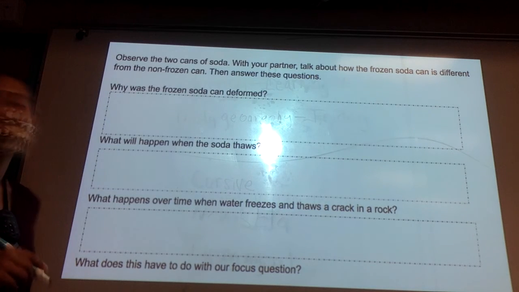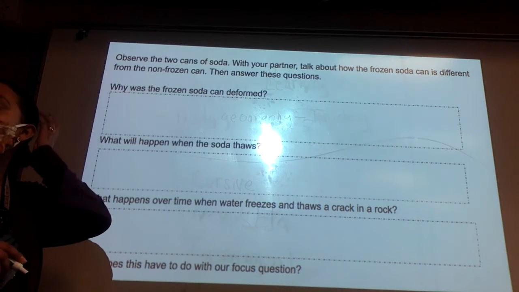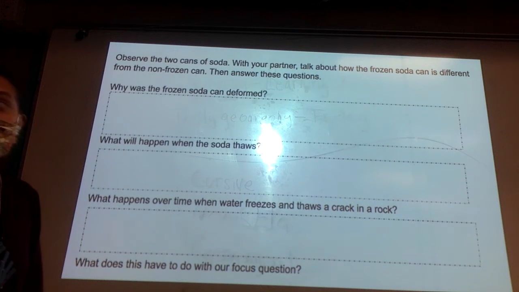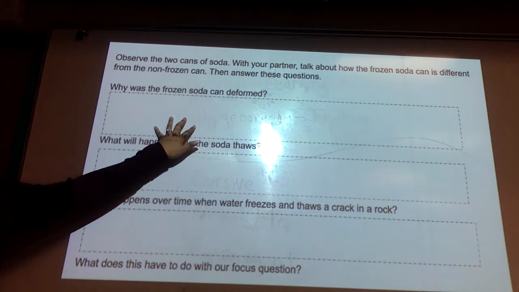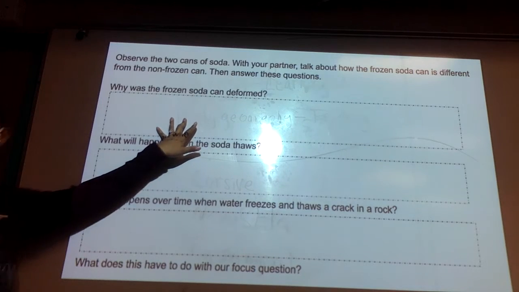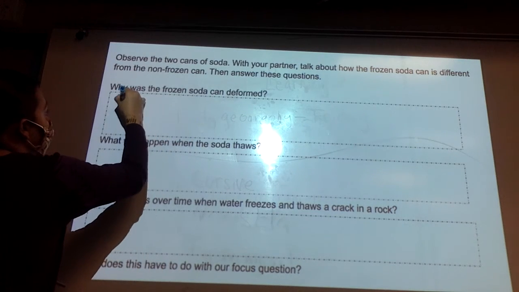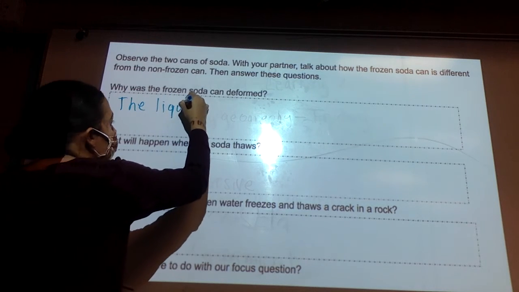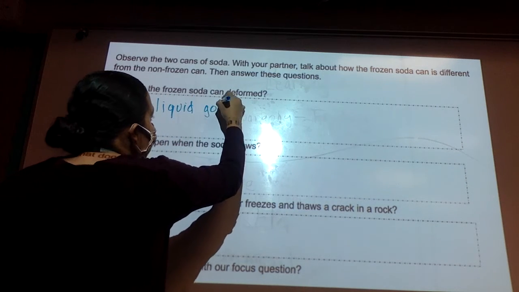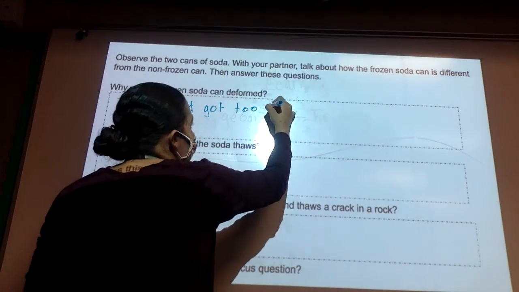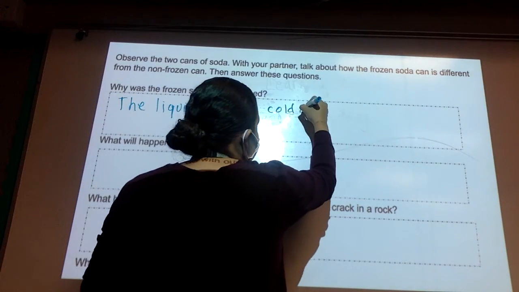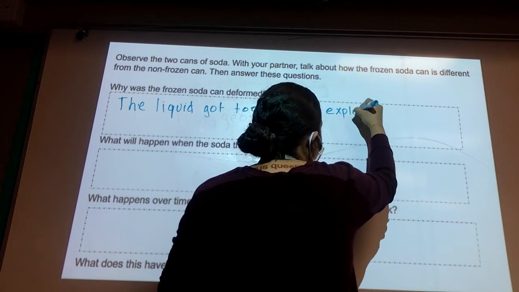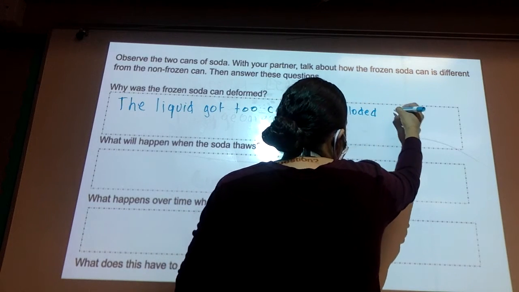Quickly. Okay. Thomas's group, since you all are so on top of it and you guys are doing amazing, what did you put for your first question? The liquid got too cold and exploded. Okay, the liquid got too cold and exploded.